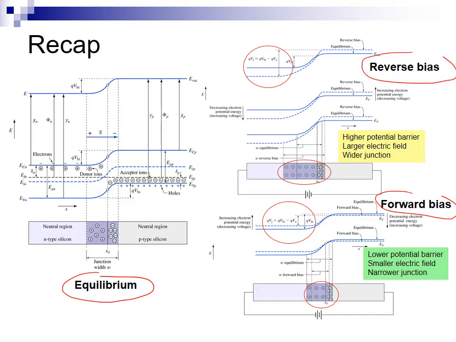Mostly, we focus on the potential barrier or the junction voltage, the junction width, and electric field. Under the reverse bias, the potential barrier, electric field, and junction width all increase, and under forward bias all decrease.